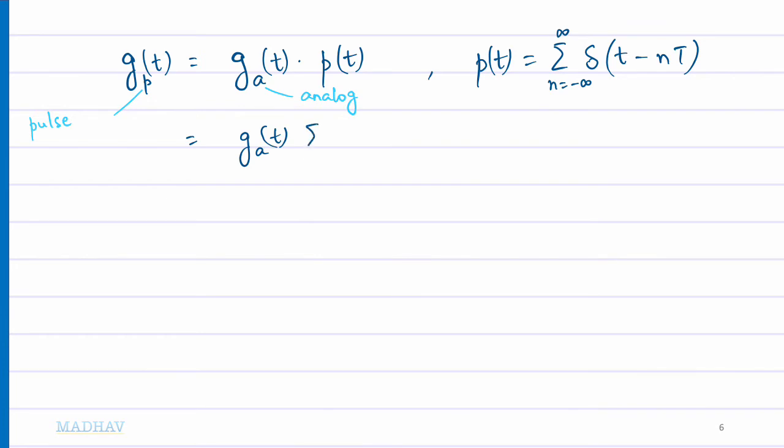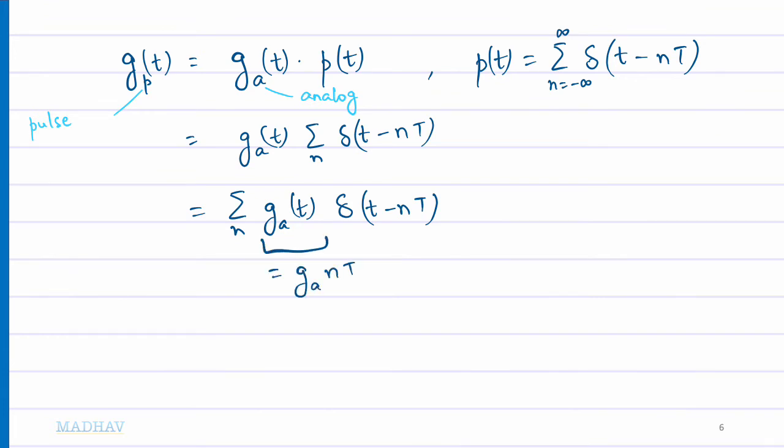Now, what we are interested in is the Fourier transform of g_p(t). So that is the direction we are heading to. How do we derive the Fourier transform? That's why we are doing all this simplification. Let's plug in the value of p(t) here and we get this form. Now what is this equal to? I can take it inside the summation, and you know that delta multiplied with something and then integrated simply becomes g_a(nT).